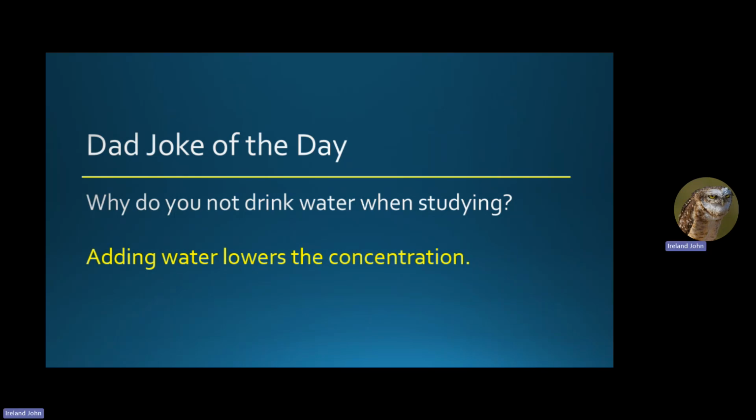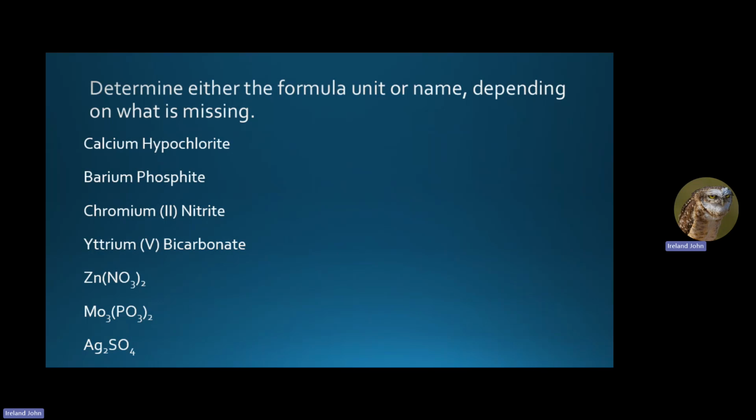Now, before we dive into the math, because I know you guys are all dying to do that, we'll have some fun with something other than math. Nomenclature. So here we have 7 compounds. Either the name or the formula is given. You need to give me the missing part. So if there is a name, I need a formula. If there's a formula, I need a name.